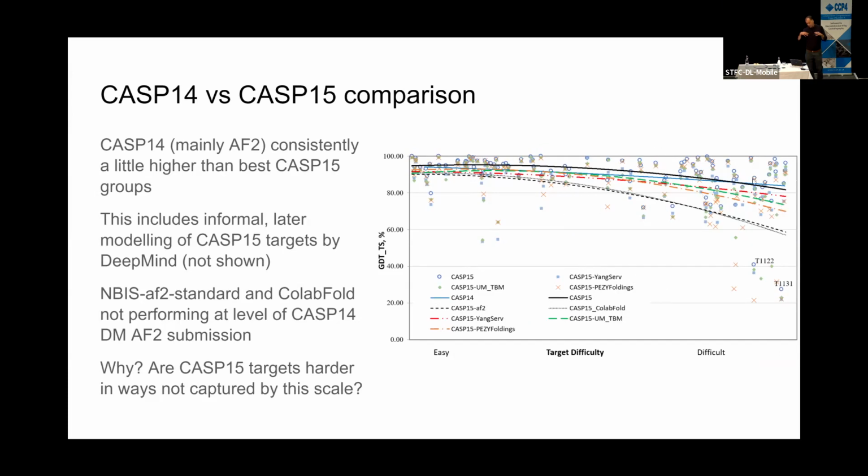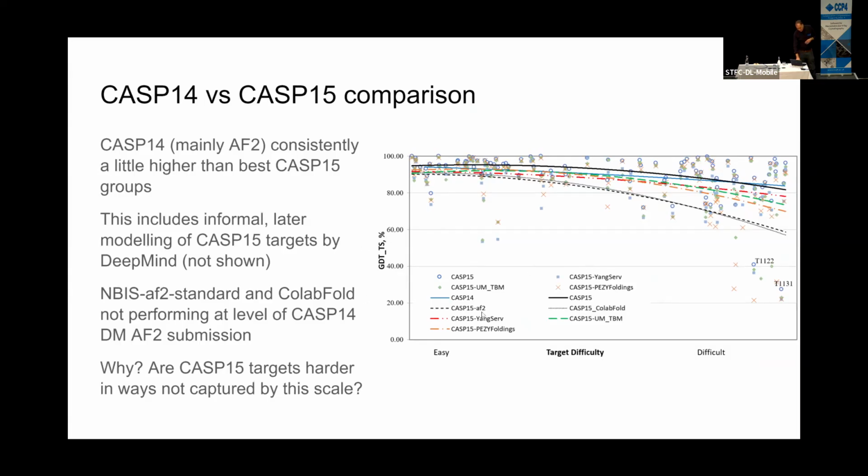So broadly speaking, taking the best model that was achieved by anybody for the targets, performance was comparable or perhaps slightly better than last time. But what was interesting was that there was no single group that performed as well as the best group last time. The best group last time, of course, was DeepMind with AlphaFold, and there was no single group that approached that level this time. That actually included DeepMind themselves, because although they didn't enter the competition officially, they were invited to submit some informal submissions, and we looked at those, and they were also not quite at the same level as they were last time.